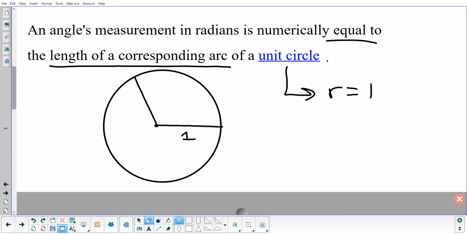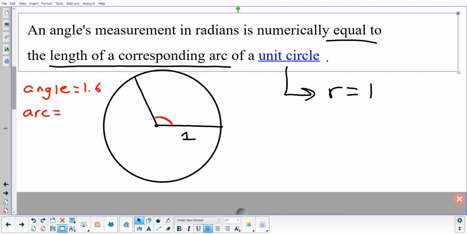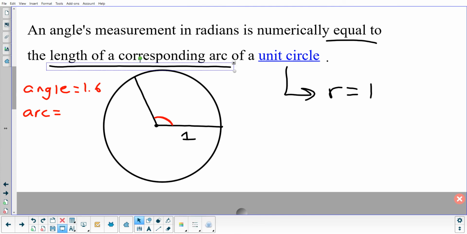Now, if you measure this angle in radians, from there to there, let's say this angle, I'm just going to make up a number. It's definitely bigger than 1 radian. Let's say it came out to 1.6. Well, if you measure an angle in radians, it will come out equal to the length of the arc. Here's the length of the arc. The length of the arc would also be 1.6.